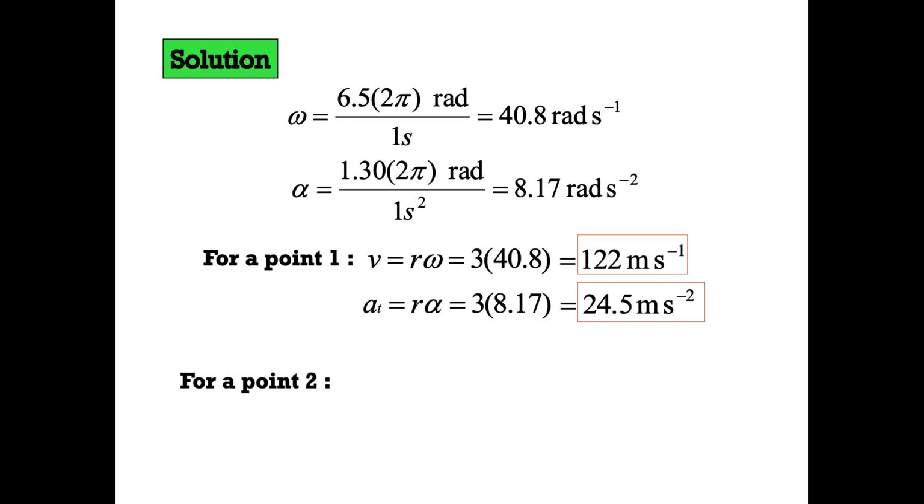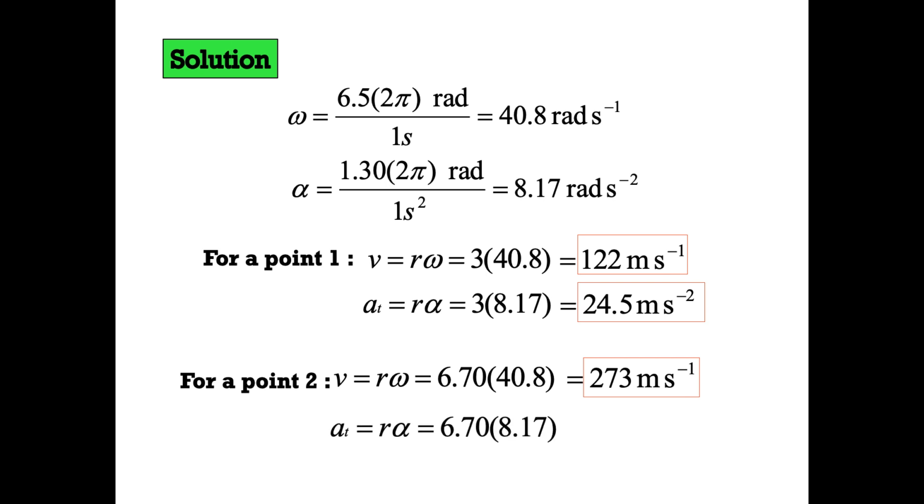Now for point 2, still the same formula, but now the radius for point 2 is 6.7 meters from the axis of rotation, and here is the answer. The same for the tangential acceleration, but with radius 6.7 meters. The angular acceleration is here, and you will obtain the answer.